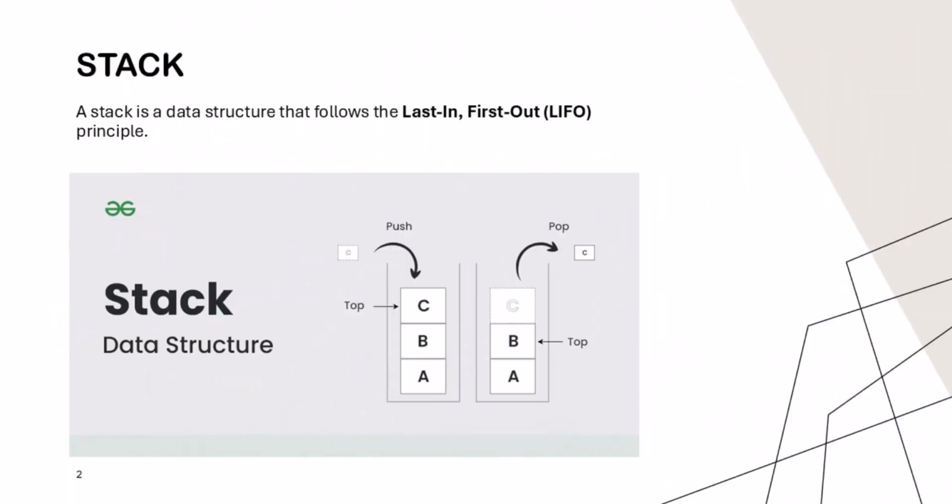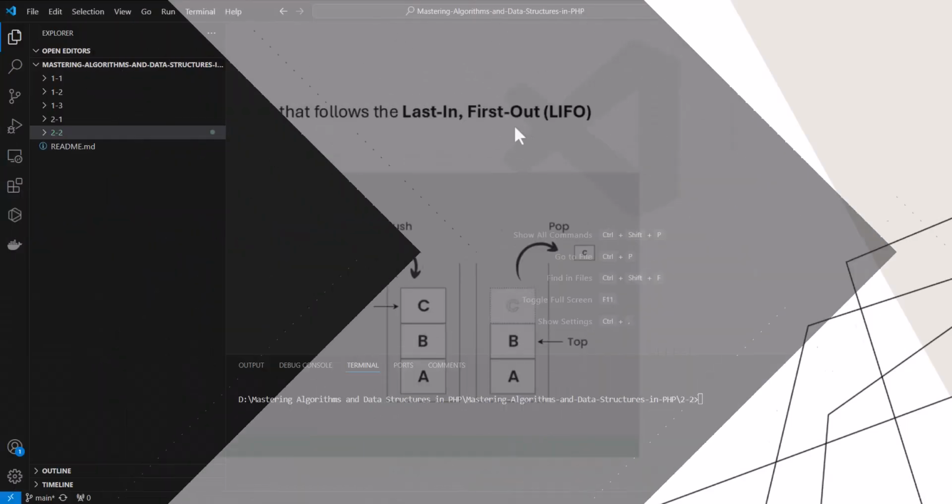Let's start with stacks. A stack is a data structure that follows the last in, first out principle. This means that the last item added to the stack is the first one to be removed, just like a stack of plates. You can push an item onto the stack and you can pop the most recent item off the stack.